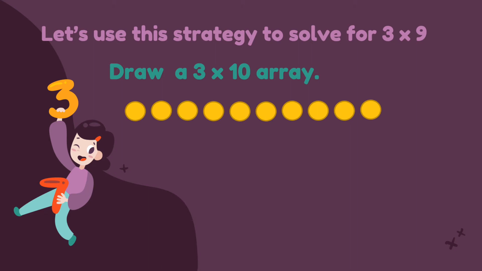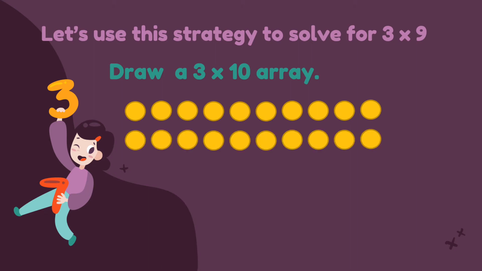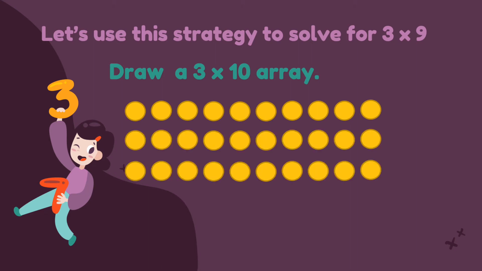All right, mine, I've got 1 row of 10, 2 rows of 10, 3 rows of 10. Now, what were we multiplying our 9 by? Yep, you got it, a 3. So that means at the very end of our array, we are going to cross off 3 circles. So cross off 1, cross off 2, cross off 3.